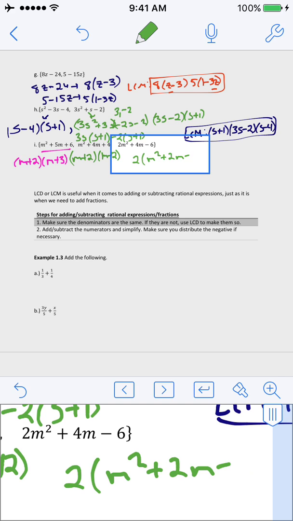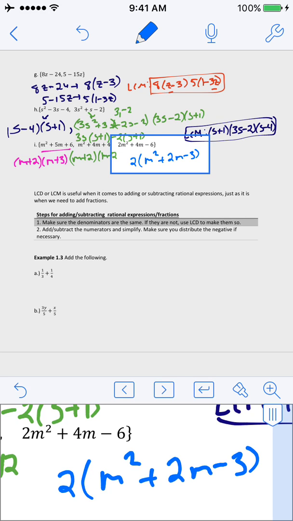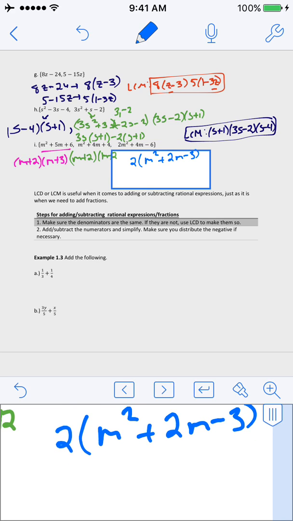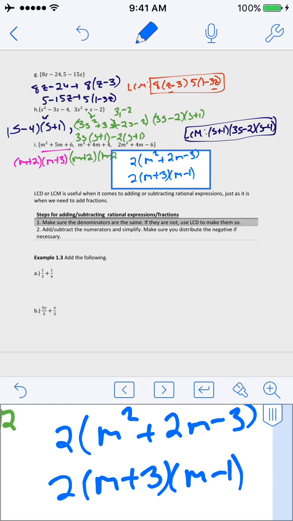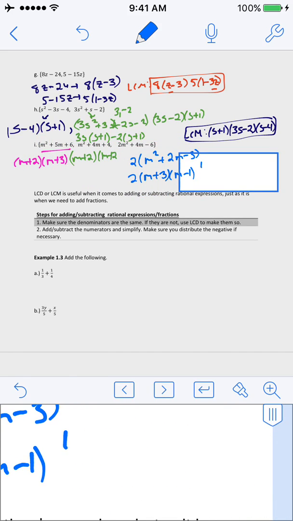Let's do this in a different color. Take out a 2, you get m squared plus 2m minus 3, right? So two things that multiply to negative 3, add to 2. That would be 3 and negative 1. So m plus 3, m minus 1, and a 2. Alrighty, their LCM is going to be 1 of each.